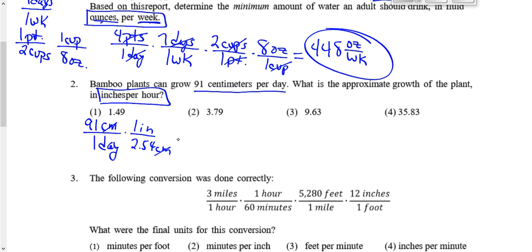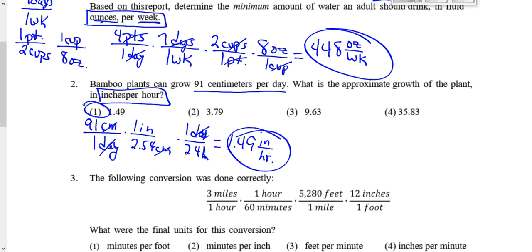Now we have to deal with the days to get that in hours. Times 1 day over 24 hours. Days cancel. So it's 91 divided by 2.54 divided by 24. It's a number. What's the number? It's solved, inches per hour. And I guess that's choice 1 up there.